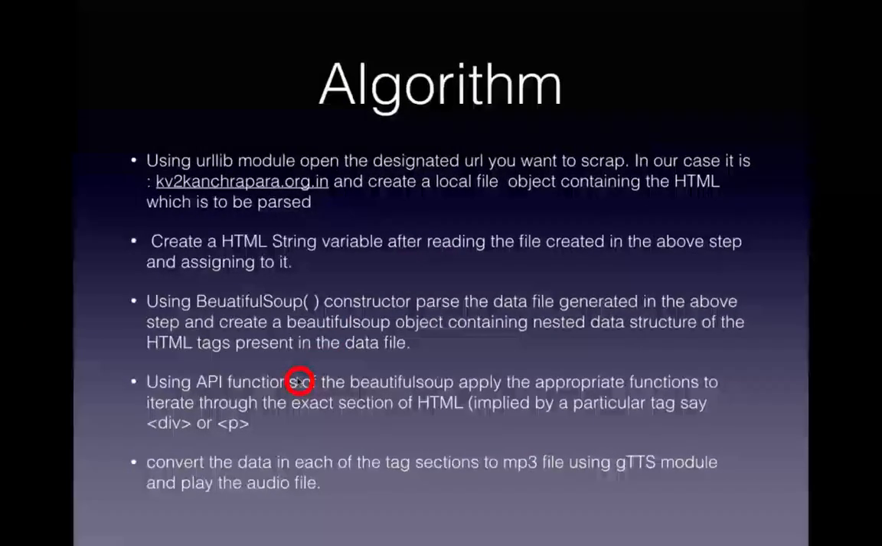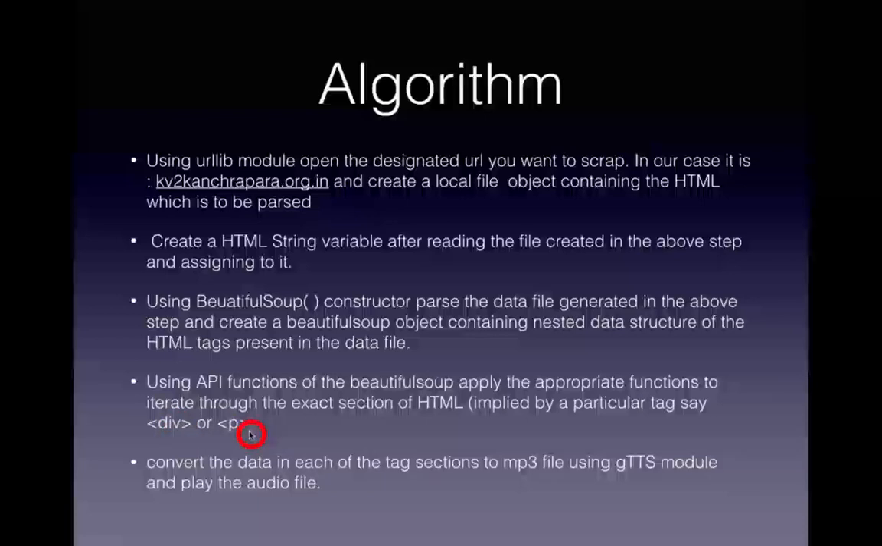Now in the next step we have to use some API functions of Beautiful Soup and apply the appropriate functions to iterate through the exact section of the HTML that we have chosen. Right, before we have chosen one div tag. So we have to choose the appropriate API function of Beautiful Soup to iterate through the sections of HTML that we intend to read out aloud. So basically it will be a div tag or a paragraph tag. So we will iterate through the data structure created in step 3 to find the div or paragraph tag and extract the text inside that div or paragraph tag.